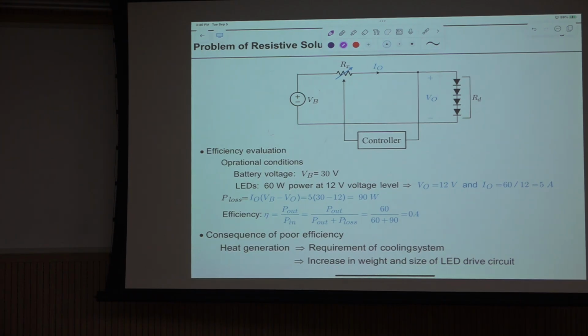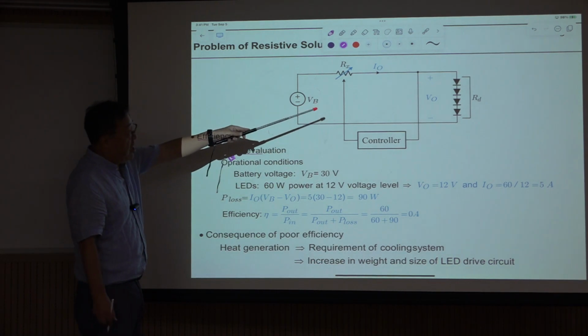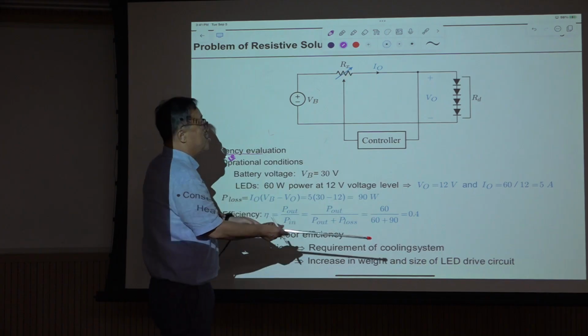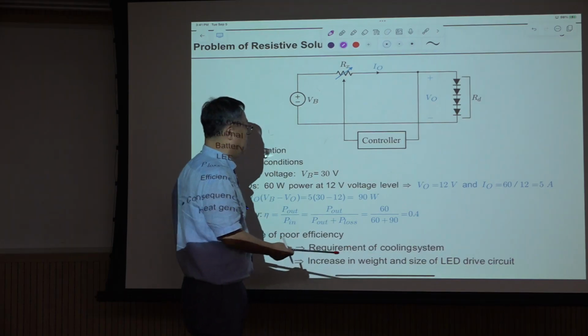So let's assume this is a diagram of the previous resistive solution and operational condition. You are trying to evaluate the efficiency of this system. So the operational condition: assume battery voltage is 30 volt and the power through this LED string is 60 watt at 20 volt. Across these 4 LEDs, the voltage drop is exactly 12 volt.